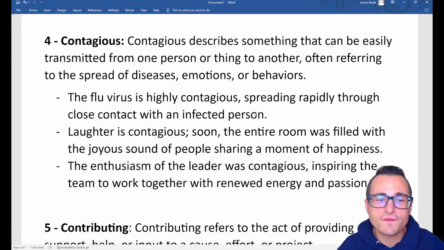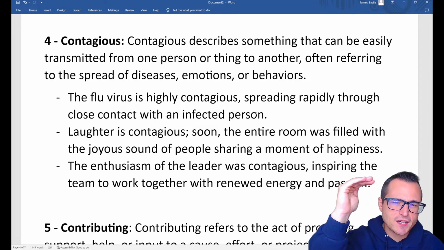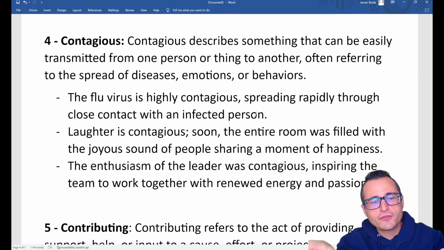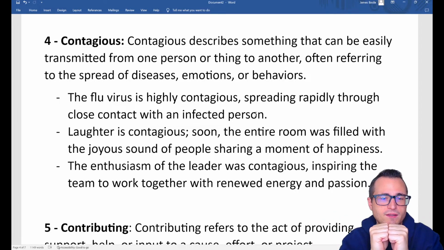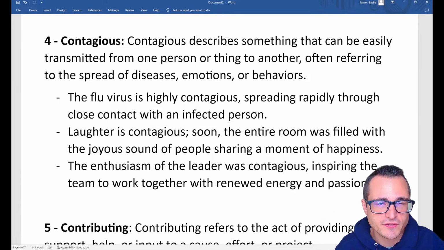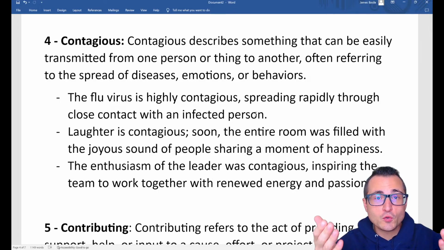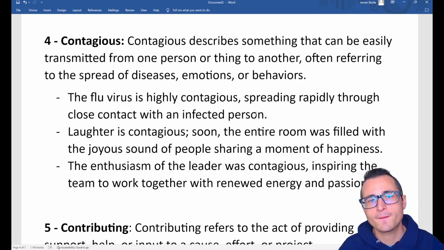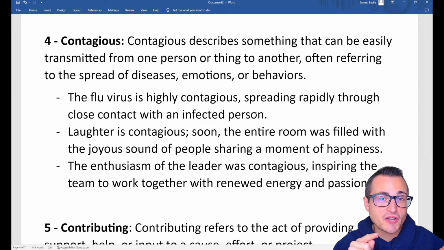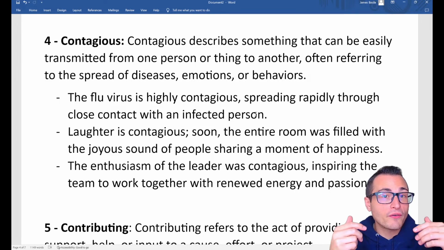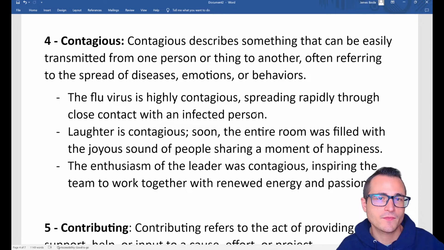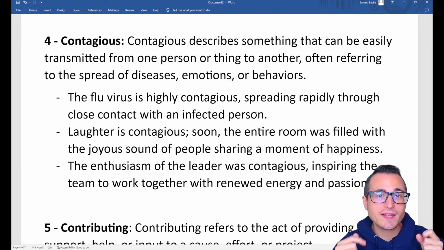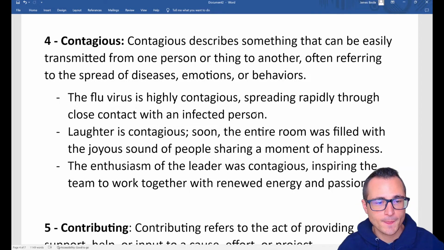First sentence with contagious. The flu virus is highly contagious, spreading rapidly through close contact with an infected person. So, if you are in the same room with someone who has a virus, that person is contagious, right? Or the virus is contagious. So it can come to you and you can get the virus too.